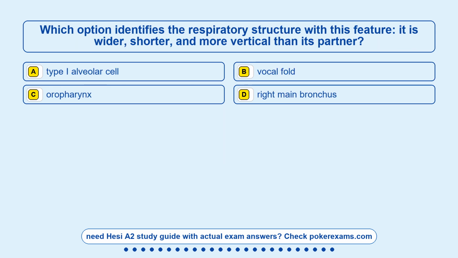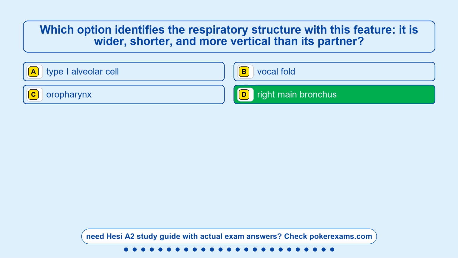Question 25. Which option identifies the respiratory structure with this feature? It is wider, shorter, and more vertical than its partner. Option A, type I alveolar cell. Option B, vocal fold. Option C, oropharynx. Option D, right main bronchus. The correct answer is option D, right main bronchus.